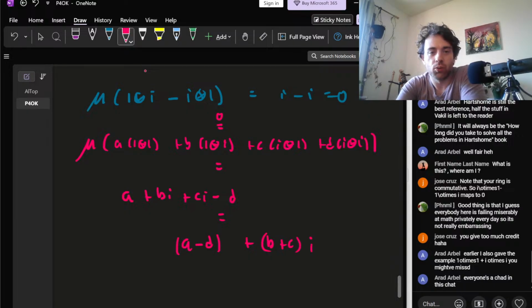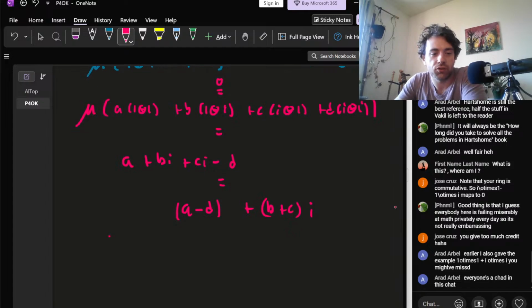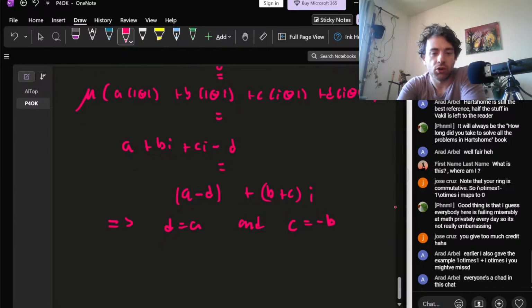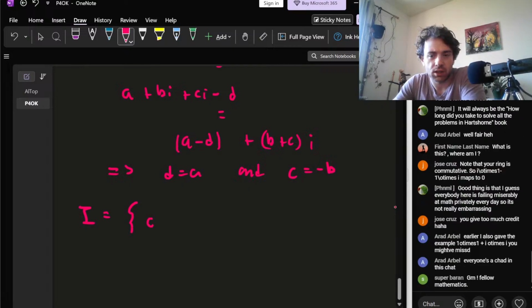Right. So then this will only be 0 if D is equal to A and C is equal to minus B. So in other words, our kernel is going to be A.